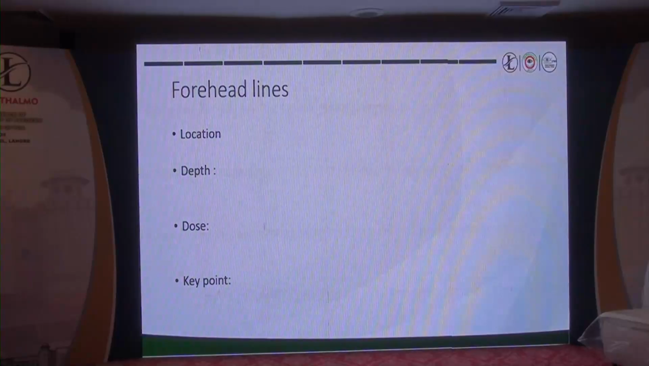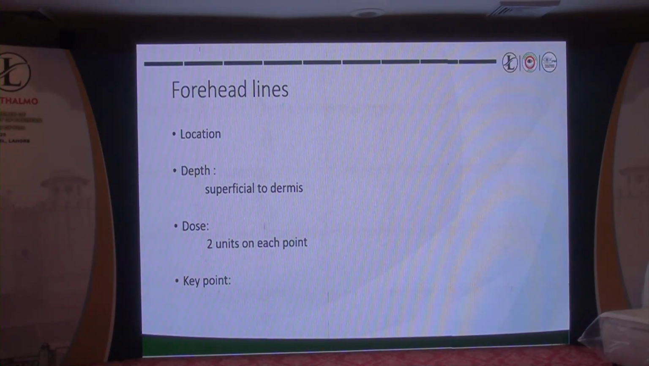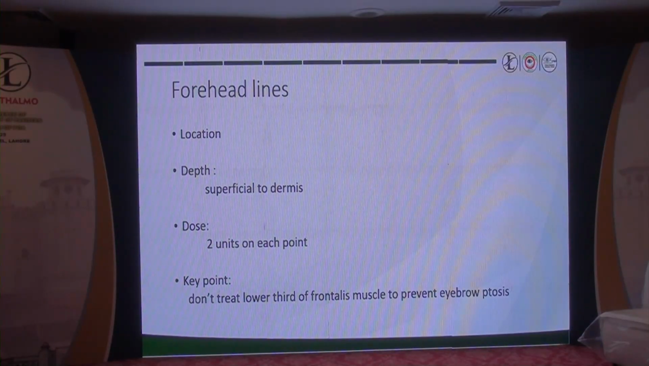After marking the points, the depth should be superficial here because frontalis is a thin muscle, and the dose should be 2 units to start, 2 units on each point. You can always ask your patient to come after 3 days for the top-up. And the key point you have to remember is to not treat the lower third of the frontalis muscle.